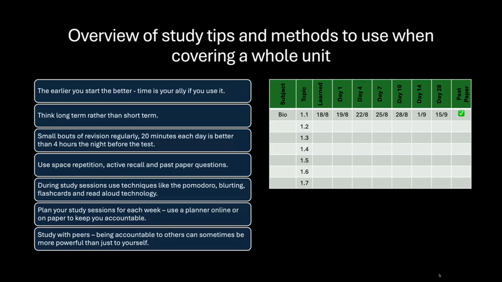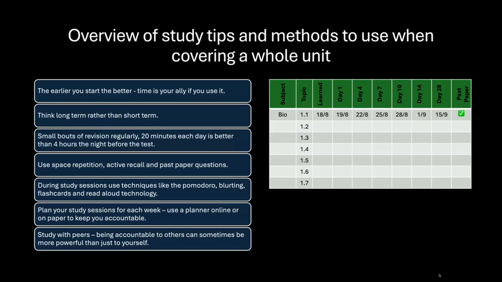Which is, I think, a good technology that you can utilize. Plan your study sessions for each week. Okay, at the start of each week, it is useful for you to say, right, on a Monday, I am going to do biology, on a Tuesday, I'm going to do maths, on a Wednesday, I'm going to do English, on a Thursday, I'm going to do chemistry, at the weekend, I'm going to do music.